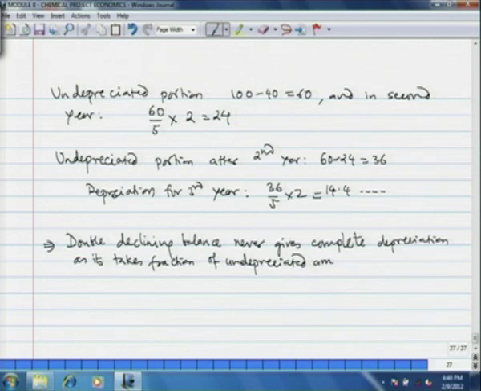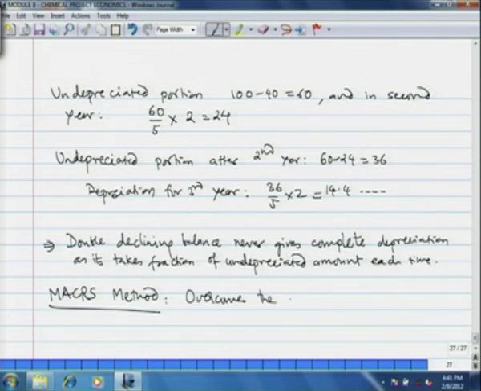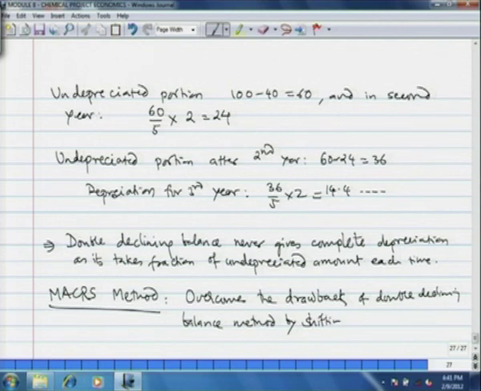Now, how is the MACRS method different from this one? I told you that the MACRS method is a special case or modified case of double declining balance. Now, the MACRS method overcomes the drawback of double declining balance by shifting to the straight line method of depreciation for the first year. Now, let us see how.